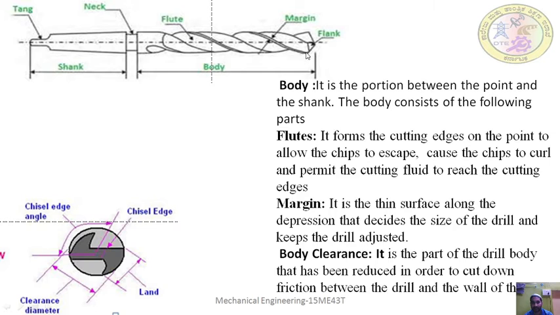Flutes. So these are the flutes you can see here. This is the cutting edge. The cutting edge starts from the lips, the initial portion, so the cutting action is carried by these flutes. It forms the cutting edge on the point, and it allows the flow of chips. You can see it has grooves here, conical grooves.